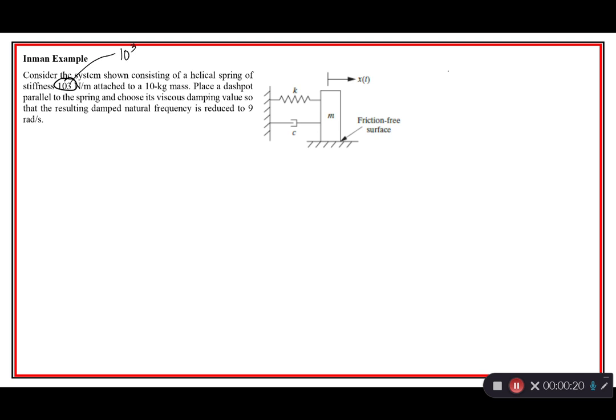So we have a mass-stiffness-spring-damper system, and the mass is equal to 10 kilograms. The stiffness is equal to 1,000 newtons per meter. So we're going to place a dashpot that is in parallel with the spring and choose a viscous damping value so that the resulting damped natural frequency is 9 radians per second. So here we go. 9 radians per second.